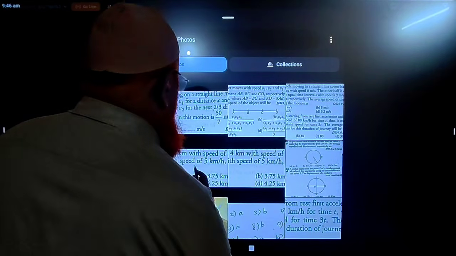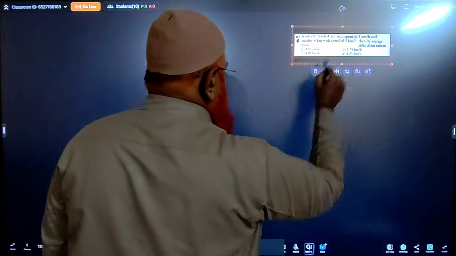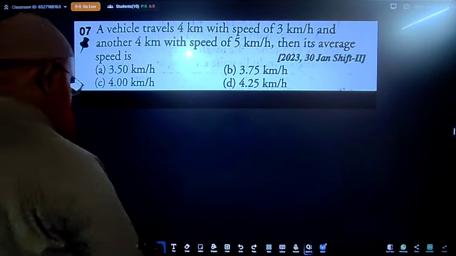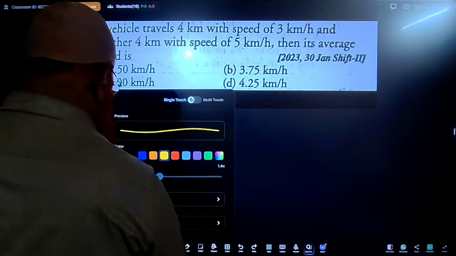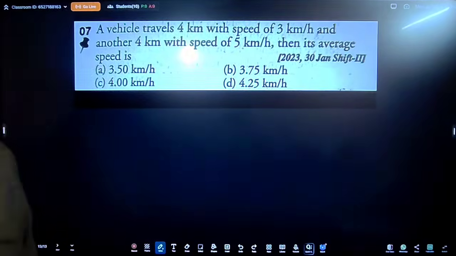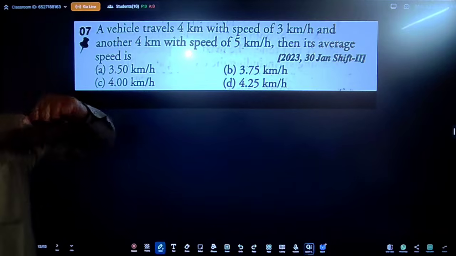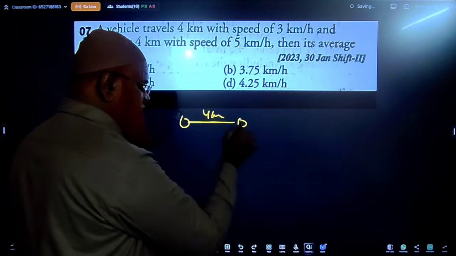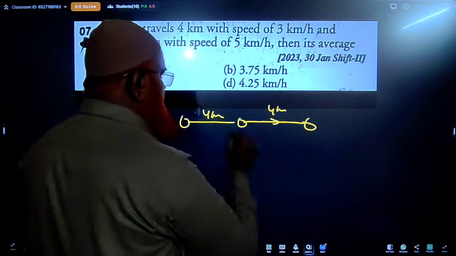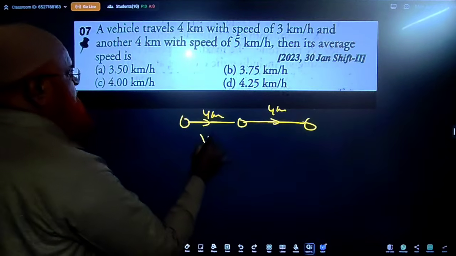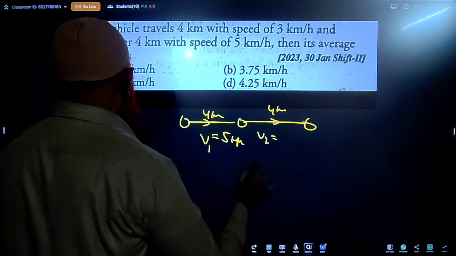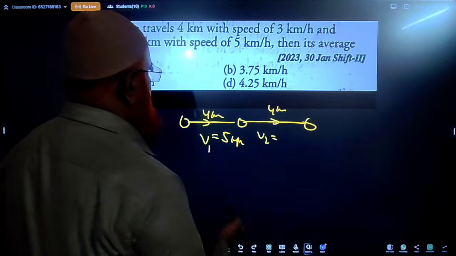So let's see what's going to happen now. Now it is your turn to solve the problem which is on the board. A vehicle travels first 4 kilometers and again next 4 kilometers. Previously the first speed was how much? 5 kilometers per hour. The second speed is how much?